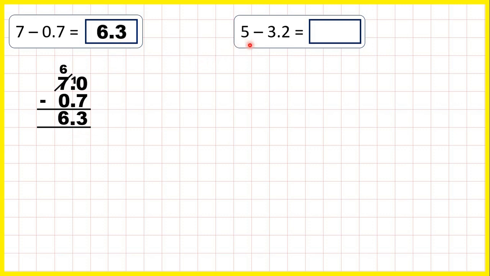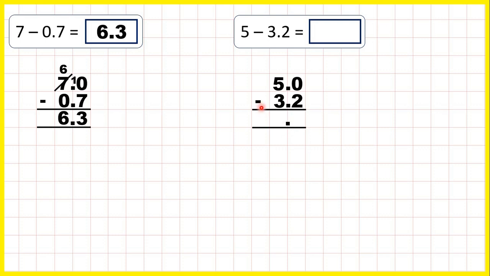Next we have 5 minus 3.2. Again, we can write this out as a column subtraction, making sure that we've got the 3 ones from 3.2 written directly underneath the 5 ones that we're subtracting from. Again, 5 is the same as 5.0, so we can write 0.0 on the end of our whole number, and now our decimal points are lined up, so we can copy the decimal point down into our answer.